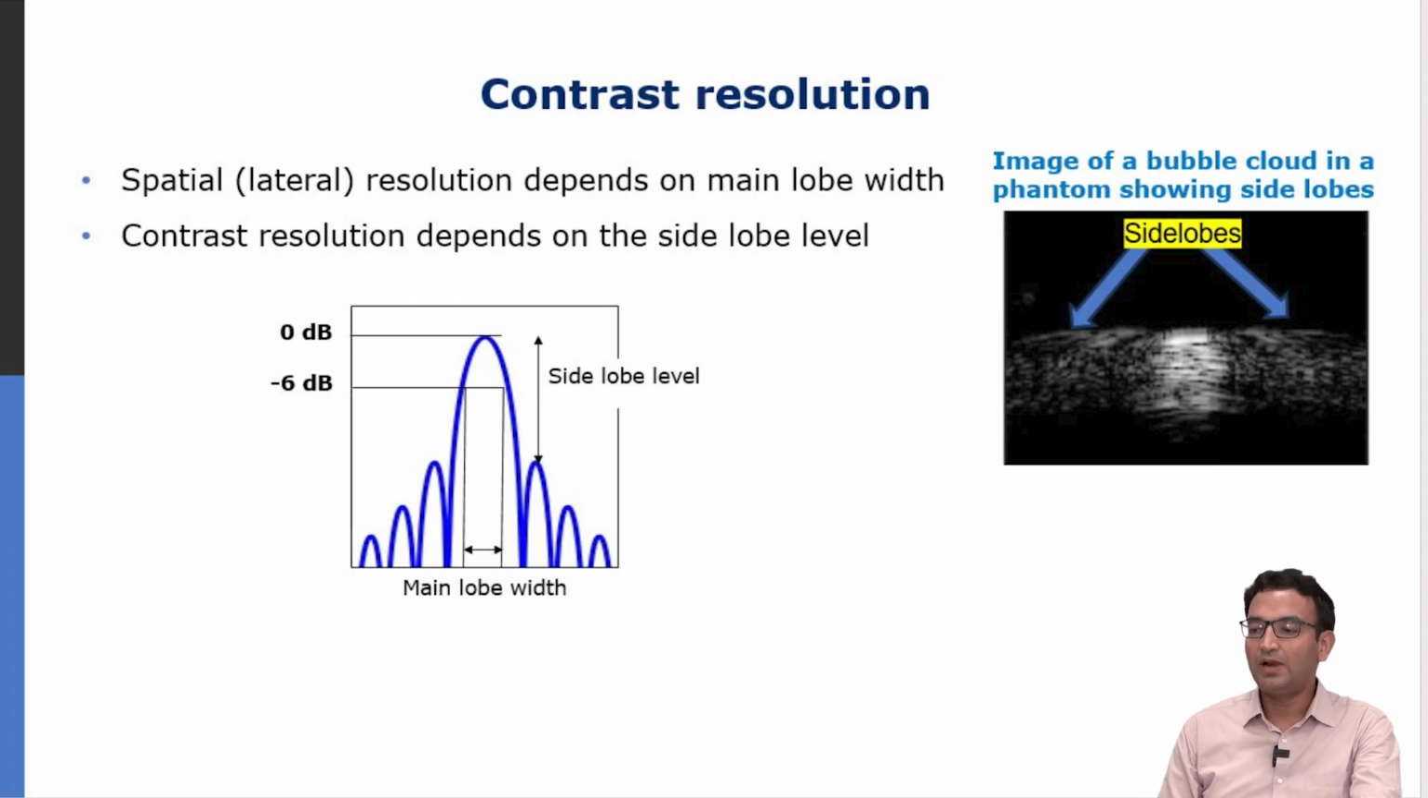So the side lobe level, how strong the side lobe is relative to the main lobe, actually dictates the contrast resolution. And in this case, let's assume the side lobe is down by about 15 decibels. So the contrast resolution will be about 15 decibels. This is because as you go lower than 15 decibels, the side lobes will start contributing to the background signal and not the main lobe.